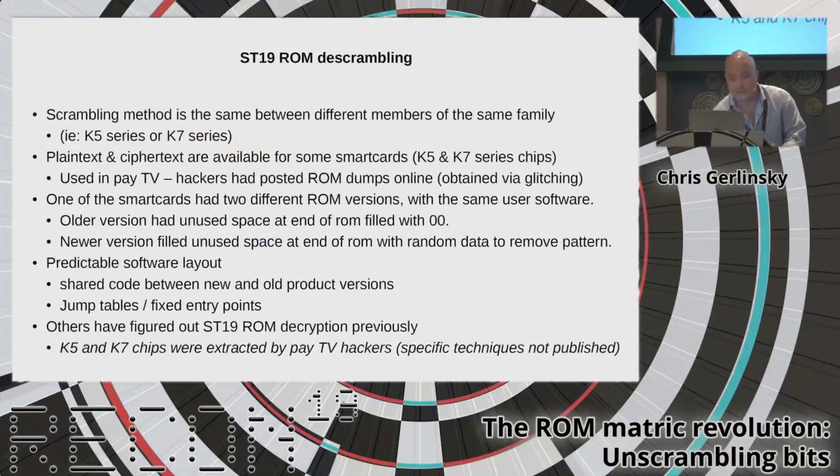So to summarize the ST19 ROM descrambling, the basics of the scrambling method are really the same between members within the same family. Within the K5 series, you have one set of scramble. Within the K7 series, from what I've seen, those chips all seem to have the same scramble. There were some differences between K5 and K7, but essentially the same concept. So once you've understood one, you have a lot of clues to work towards the other series of chips, newer or older.